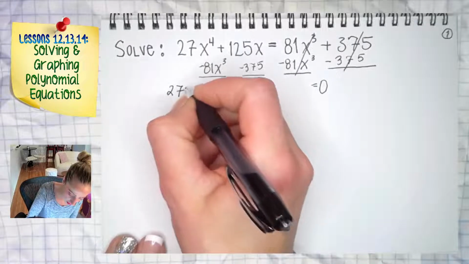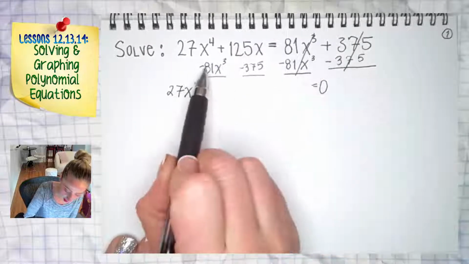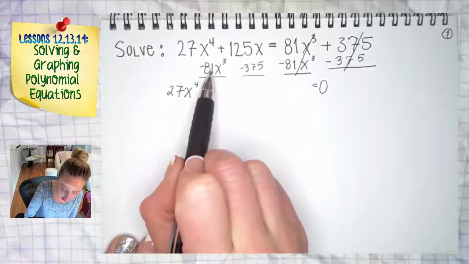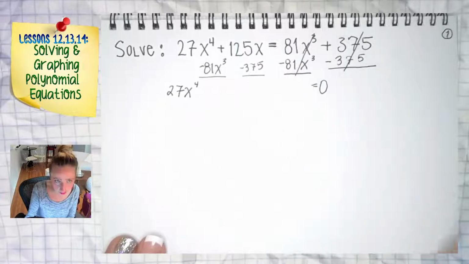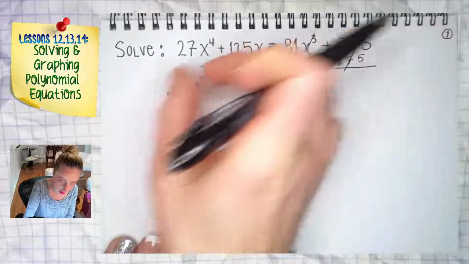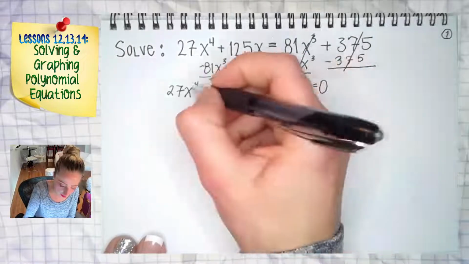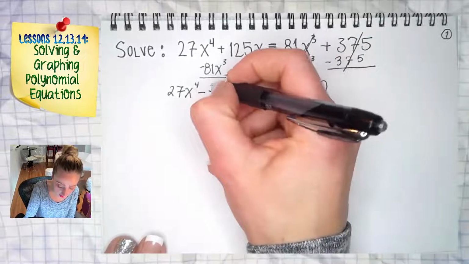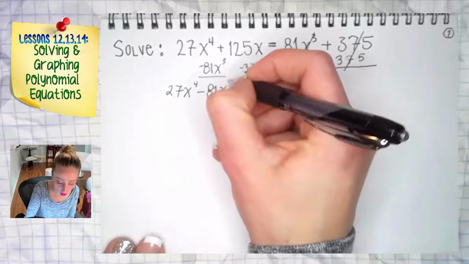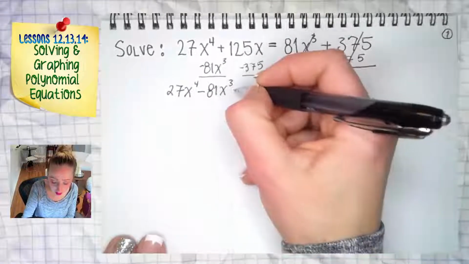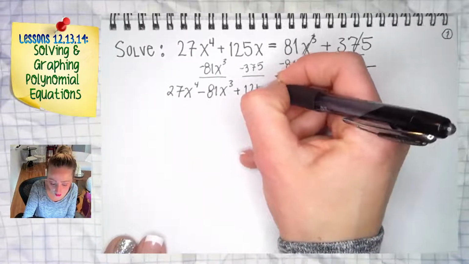Well, I'm going to try to keep it in order. That one was already there. Instead of writing minus 81x to the third, a lot of you accidentally write plus, as if you just picked it up and put it down. You kind of forget to do that inverse operation. So by showing that step, it's going to help you avoid that mistake.